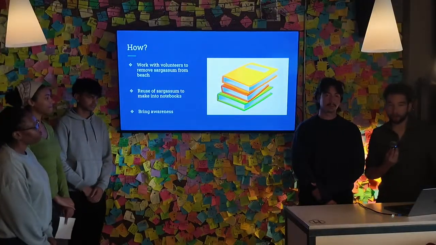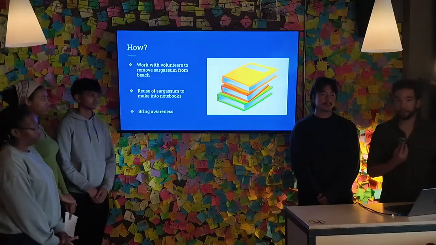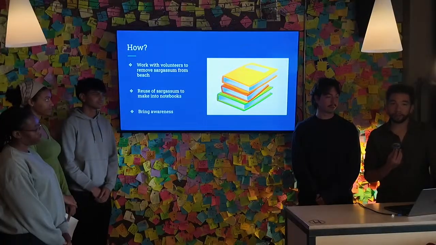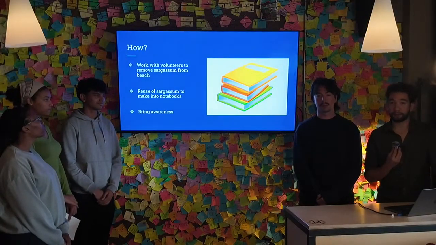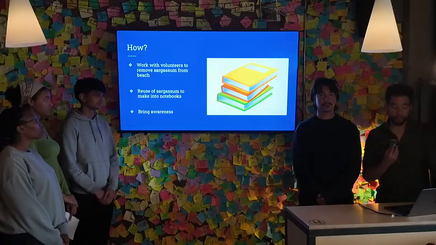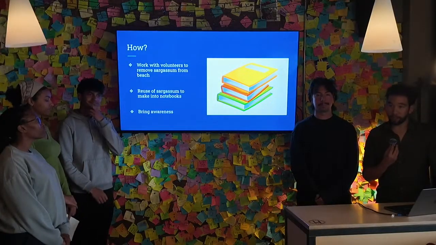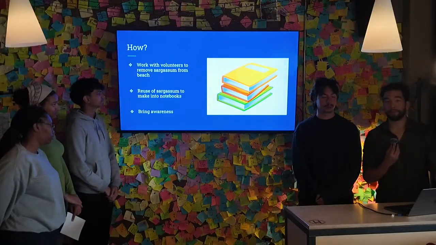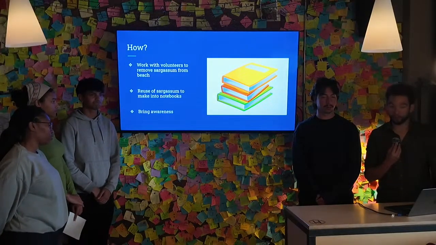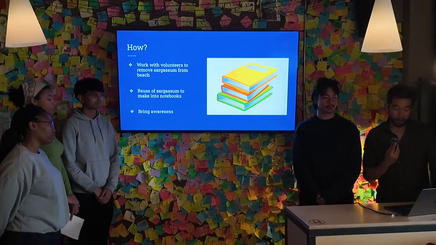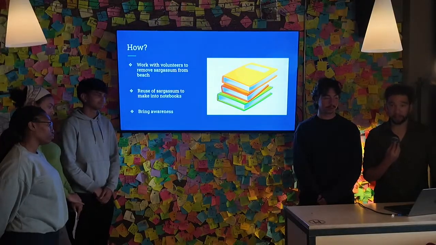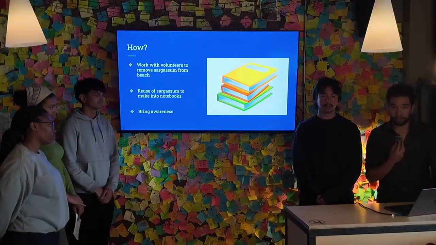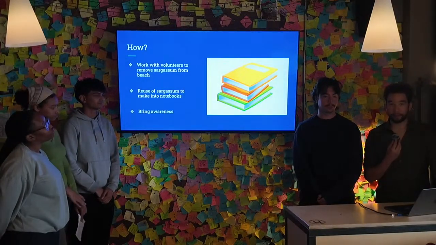In terms of how we are going to go about solving this problem, we are going to, one, work with volunteers to physically remove the sargassum from beaches and the ocean itself. The idea after that is to use the actual sargassum to turn it into sustainable and eco-friendly notebooks. And lastly, amongst all of this, we are also attempting to bring awareness to the public, schools, and governments in general about the seriousness of this problem.